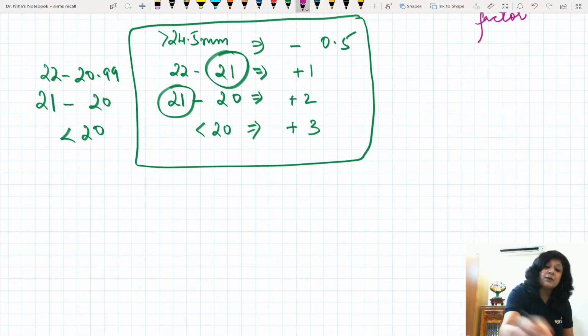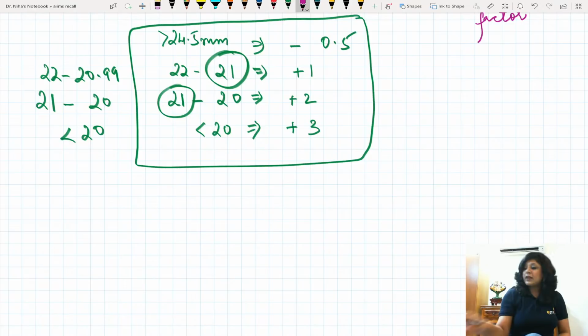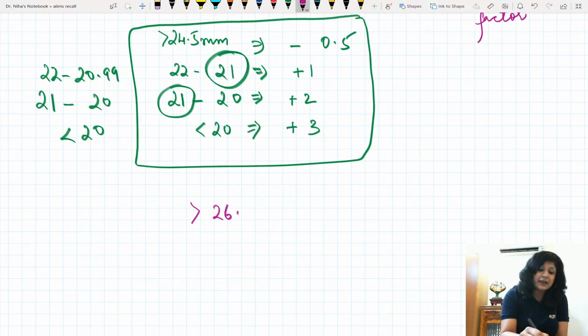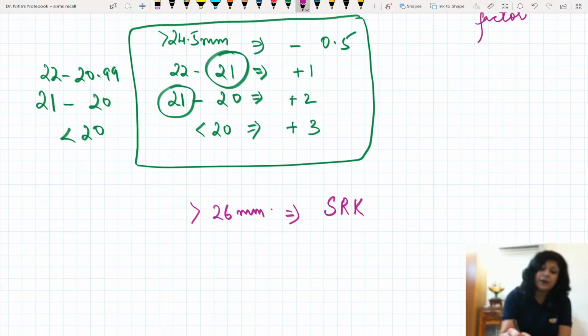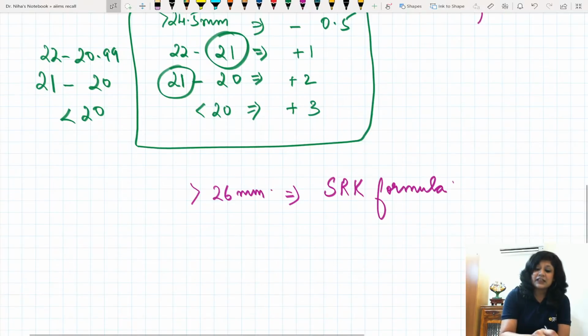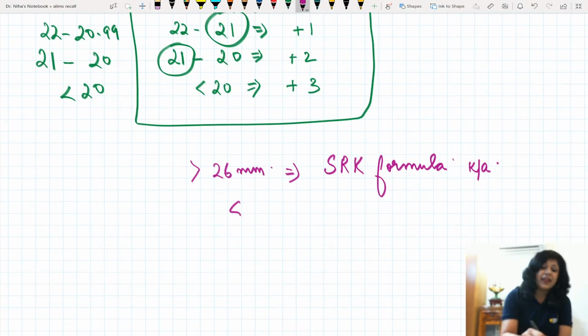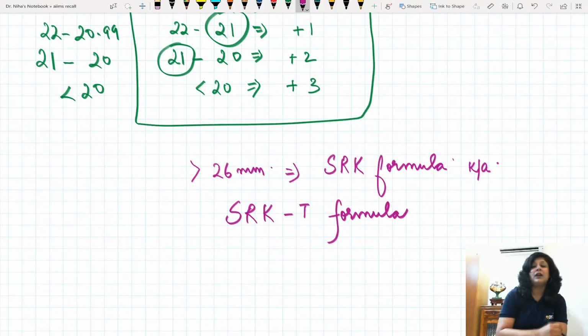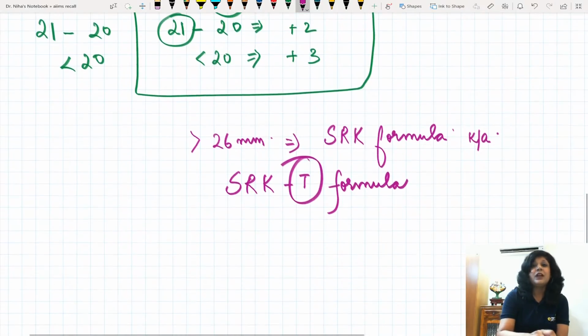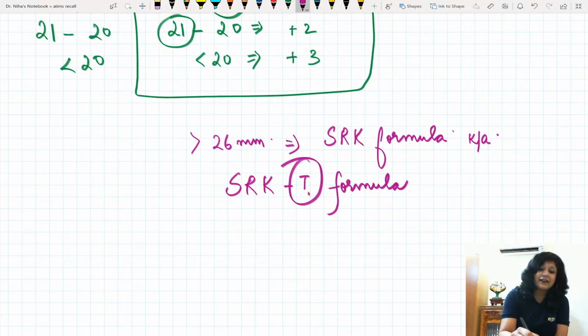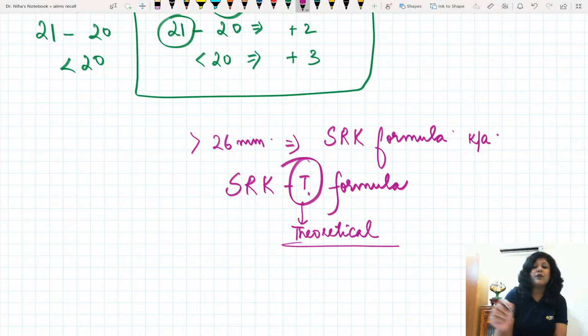Now what if it is more than this? If it is more than 26 mm, then again we are using an SRK formula. This SRK formula is called the SRK T formula. Now what is this T actually? I told you T for 3, but actually here this T means theoretical. This is your theoretical formula.